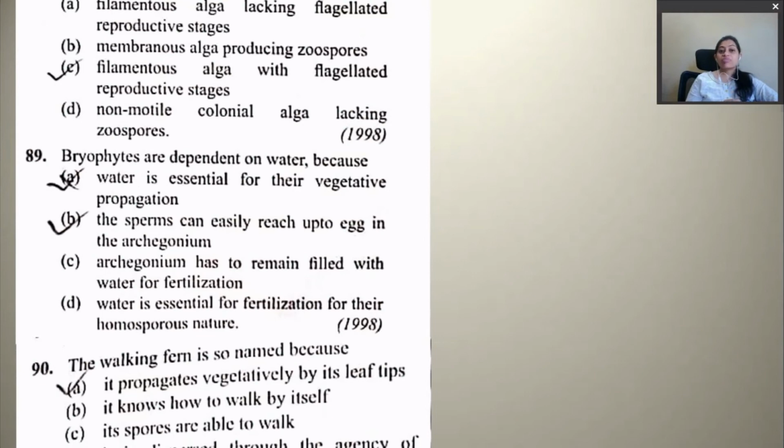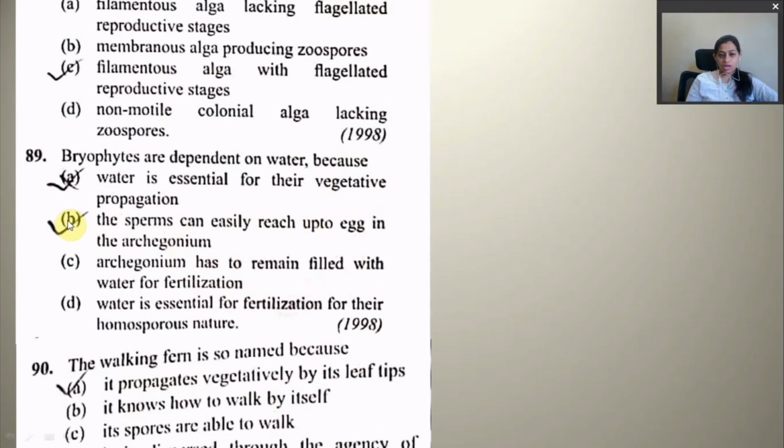Now bryophytes are dependent on water because water is essential for their vegetative propagation, not vegetative propagation, right? So the sperms can easily reach up to the egg in the archegonium. So the right option is B. Archegonium has to remain filled with water for fertilization, so that is not right, and water is essential for fertilization for their homosporous nature, so this is also not right.